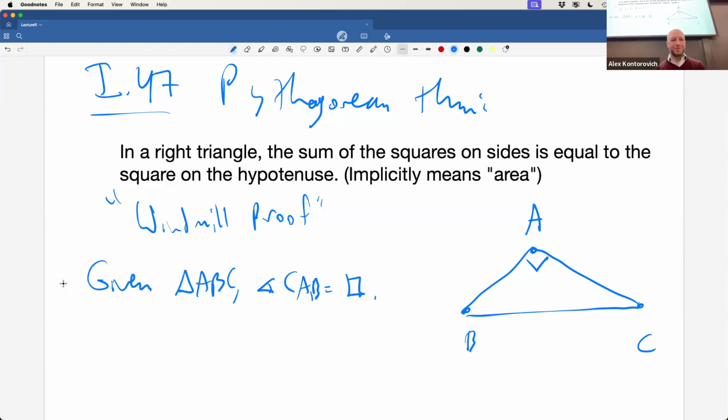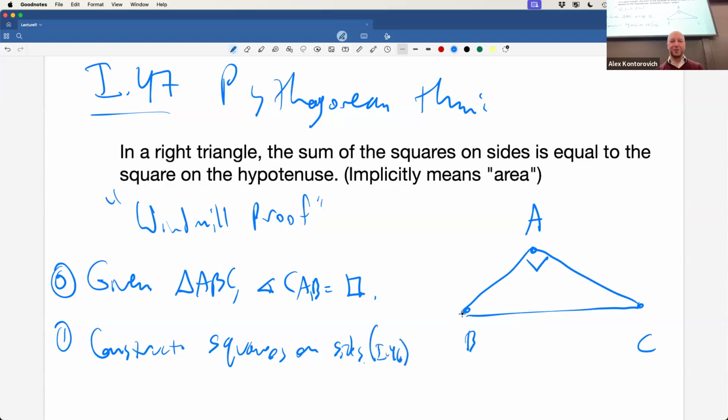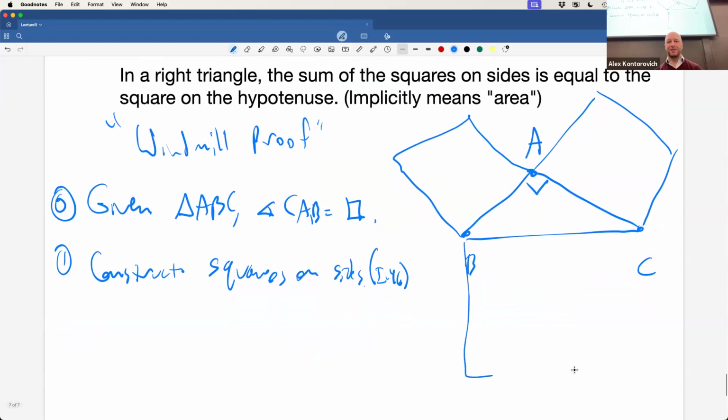Step 1. So this is step 0. Step 1, construct squares on all sides. Why are you allowed to construct squares? I-46, we just did it. That's the first thing that he needs, is I-46. So I'm going to construct a square on here. I'm going to construct a square on here. And I'm going to construct a square on here.